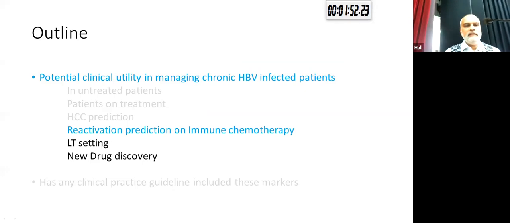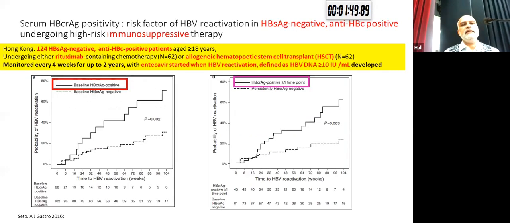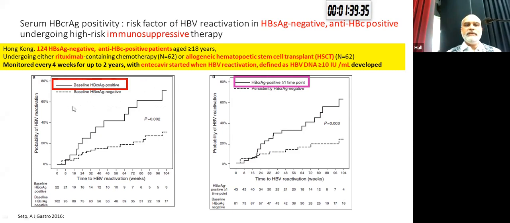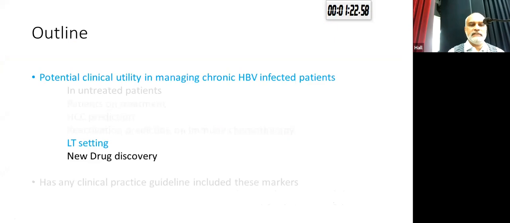So this study also shows that there is a risk of HBV reactivation in patients who are HBsAg negative or positive, and undergoing high-risk immunosuppressive therapy. If patients are baseline HB core positive, or HB core positive at more than one time point, then they have a very high risk of HBV reactivation. So maybe these markers can help us stratify patients according to the risk of HBV reactivation.